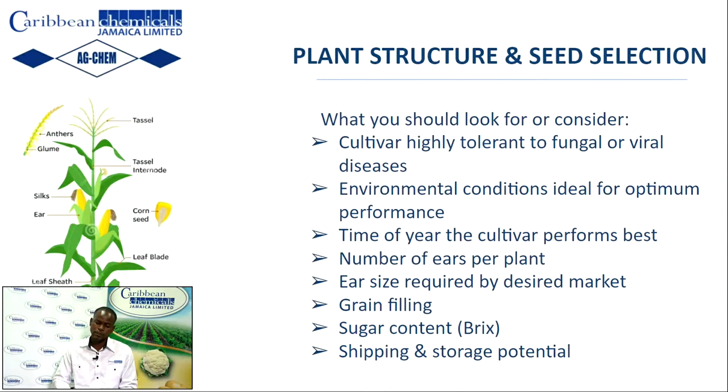And finally, sugar content. So you have to ensure that the corn, as I said, sweet corn provides a sweetness to the consumer. So ensure that the sugar content of the variety you choose is very high. And also the shipping and storage potential of the variety. So you want to be able to harvest, store if needed, and if possible, you can ship. So you want to ensure a variety that is basically able to be stored and shipped.